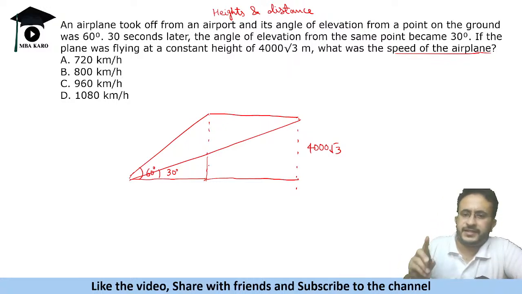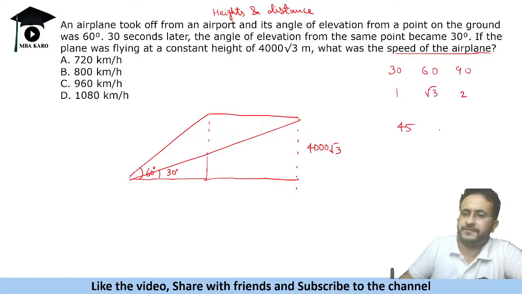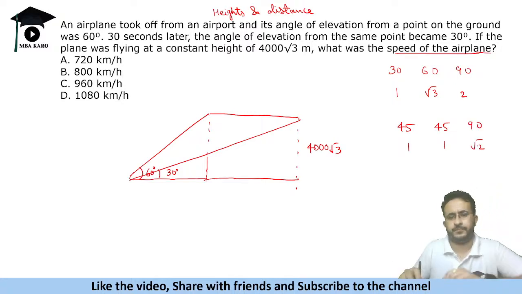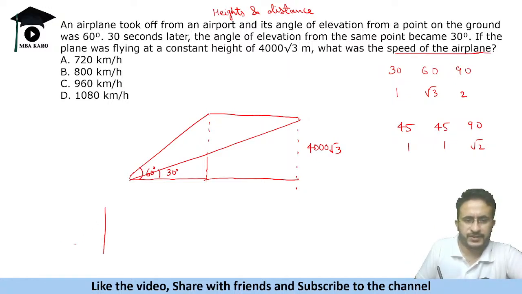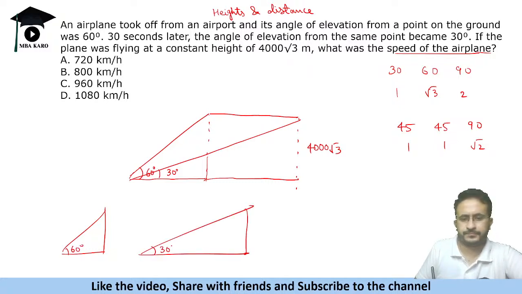So if you see this, in coordinate heights and distances, remember there are two kinds of triangles: 30, 60, 90, and the other triangle is 45, 45, 90. In this, take the ratio 1, 1, √2. Opposite to this side. So we will take two triangles. The first triangle is this one where the angle is 60 degree, and the second triangle where the angle is 30 degree. Right? So this is 4000 √3, which is given to us.